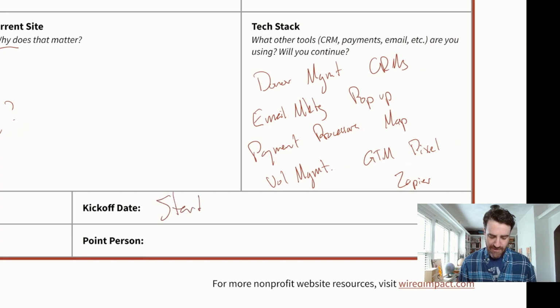Right? When will you have the capacity to devote to a project like this? Be realistic on your end, but also let your partners know, hey, this is the timeline we're working on, just to make sure that there is no misunderstanding about when you're hoping to break ground on the new project.